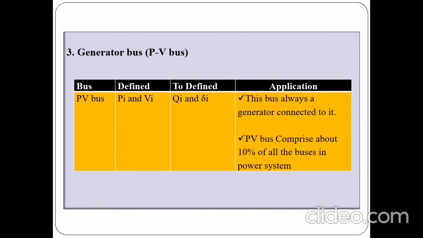The next third type, it is the generator bus or PV bus. So in PV bus, P and V are specified. And then the unknowns are obviously Q and delta. So in a PV bus, P and V are specified, Q and delta are unknowns. So this bus always has a generator connected to it. That's why it is called generator bus. And PV buses comprise about 10% of the power system. That means in the entire system, you can see 10% of the buses are of PV type.